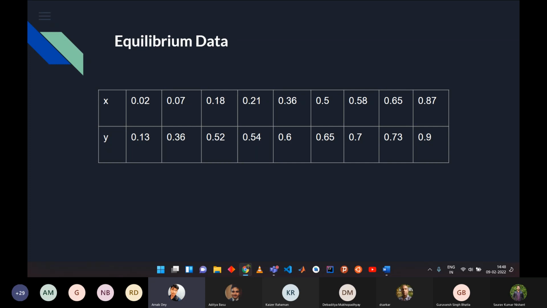So this is the equilibrium curve. So equilibrium data. x basically denotes the mole fraction of the more volatile component, that is ethanol over here, I guess. And y is the vapor component only, so the mole fraction of the more volatile vapor component. And this equilibrium data is basically used for plotting the McCabe curve. So we have to plot the McCabe curve using this data, meaning the equilibrium curve of the McCabe method. Moving to the next slide.